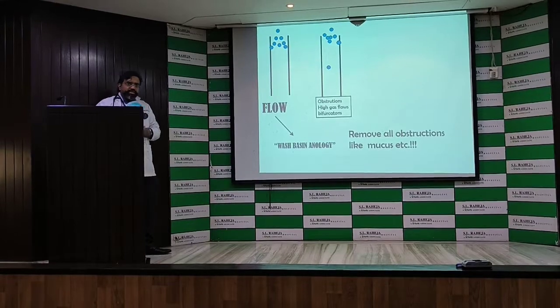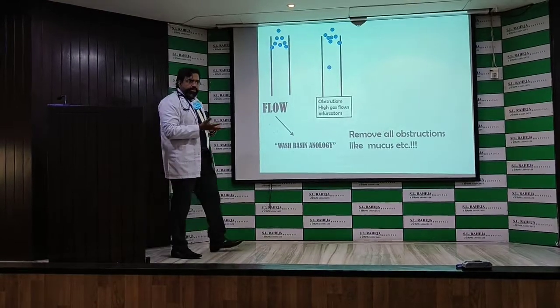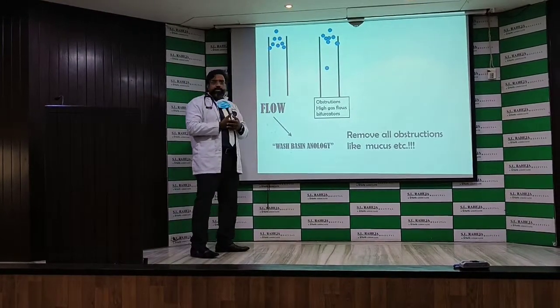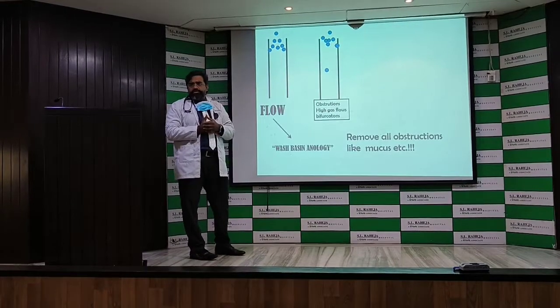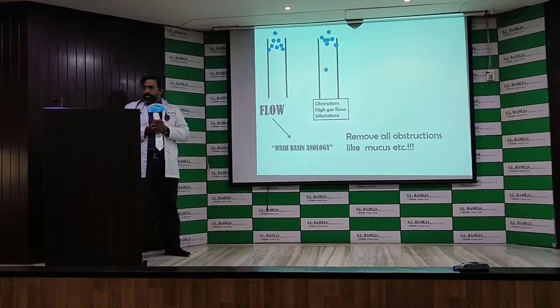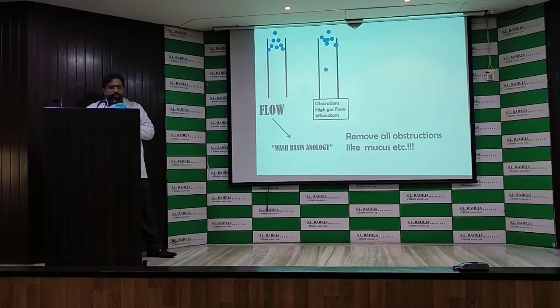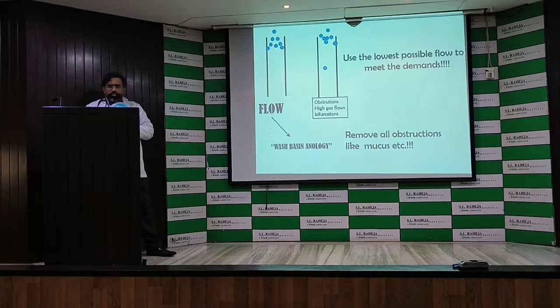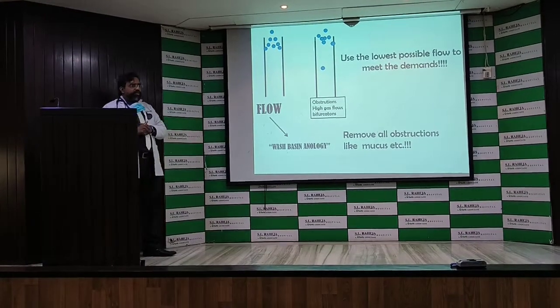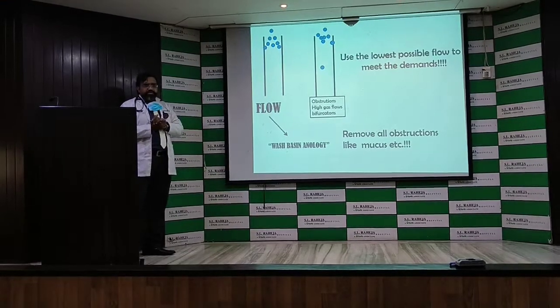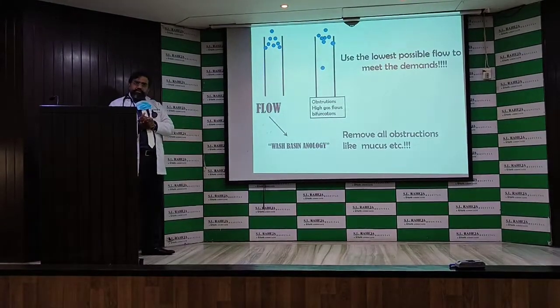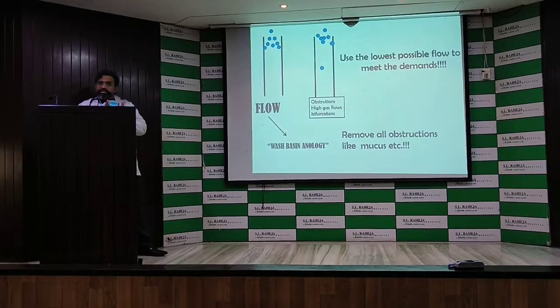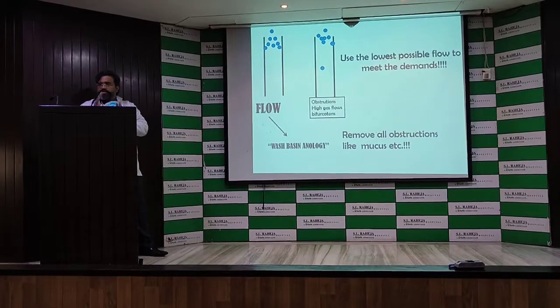Right? That is the reason that you should not have obstructions, because obstructions, in the presence of a high gas flow, will cause resistance to go up and the compliance to go lower. Clear on this? That's why we want to use the lowest possible flow to ventilate our patients. Clear? Understood this? About resistance, we have just talked about airway resistance.